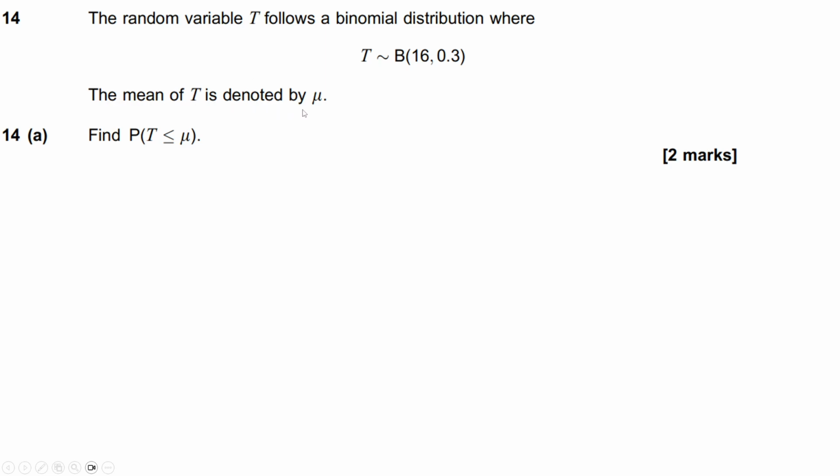The mean of t is denoted by mu. Random variable t is distributed as this. The mean, you should know, is just n multiplied by p, so 16 multiplied by 0.3. And we want where t is less than or equal to 4.8.